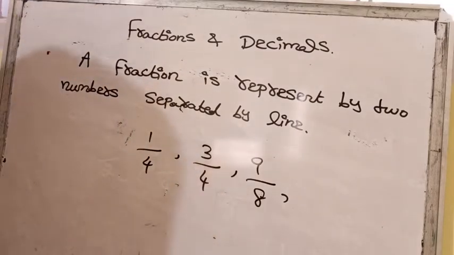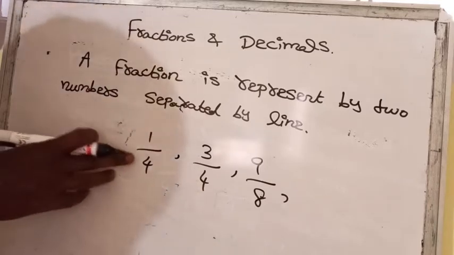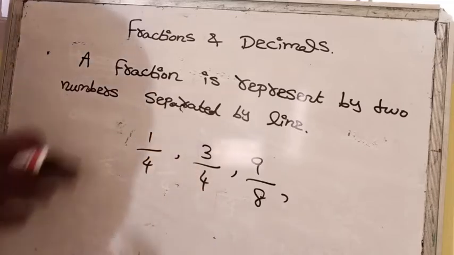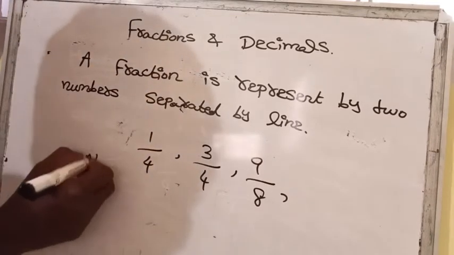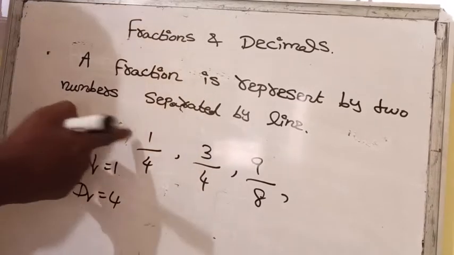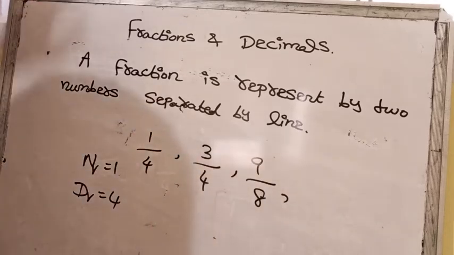The number on the top is called the numerator, and the number below is called the denominator. Here the numerator is 1 and the denominator is 4. Am I right here? Yes.